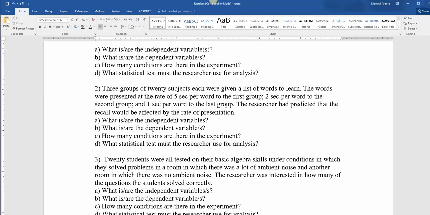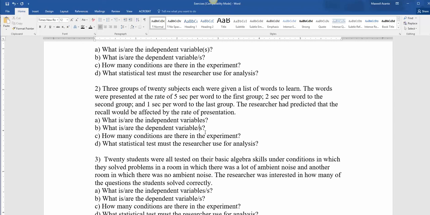In this experiment, what is being manipulated by this researcher is the rate of presentation. So the independent variable is the rate of presentation because you have either 5 seconds, 2 seconds, or 1 second. So the independent variable is the rate at which the words were being presented to the participants in this experiment.